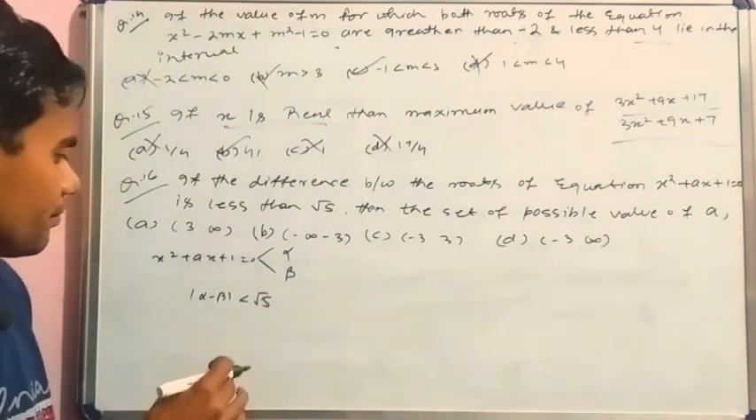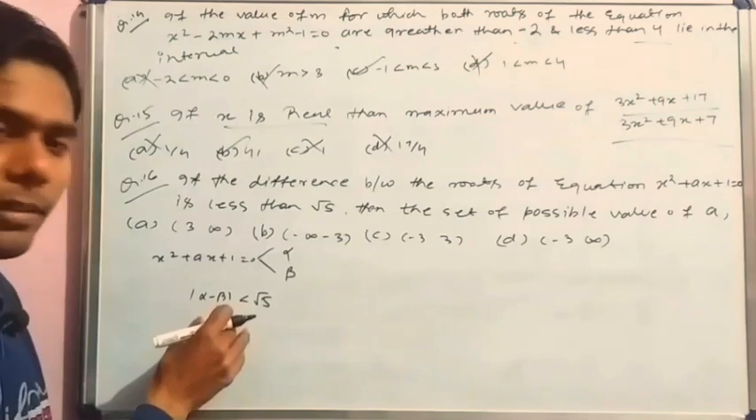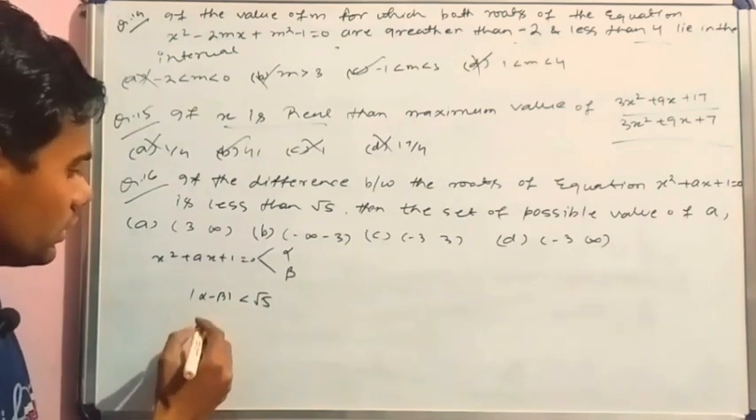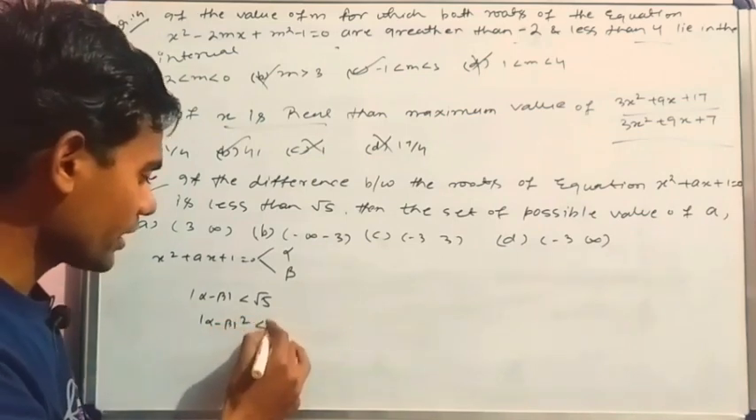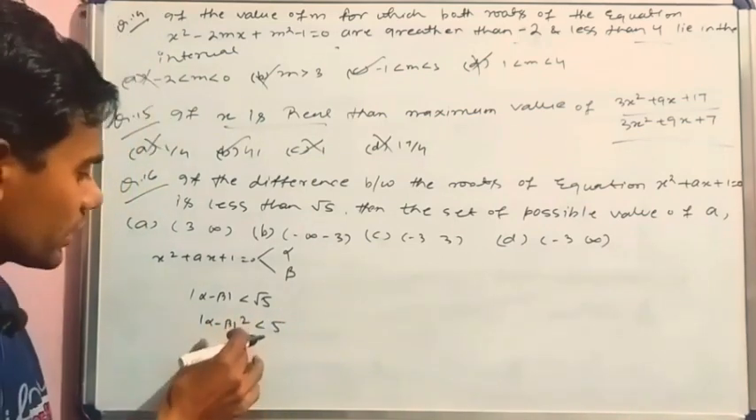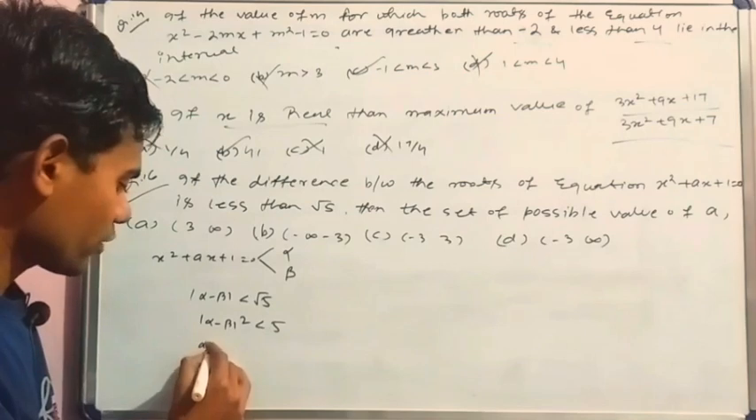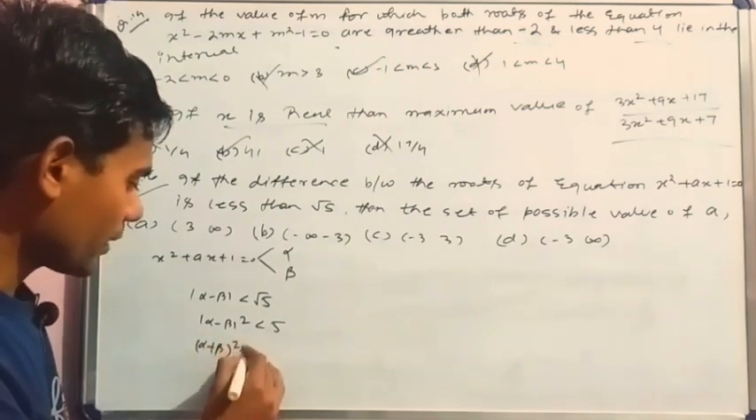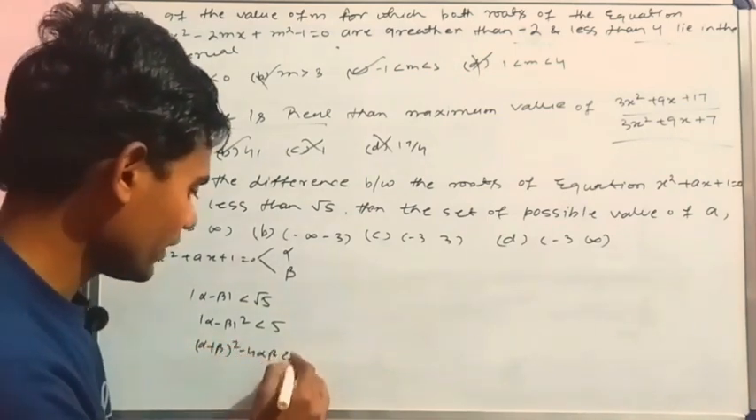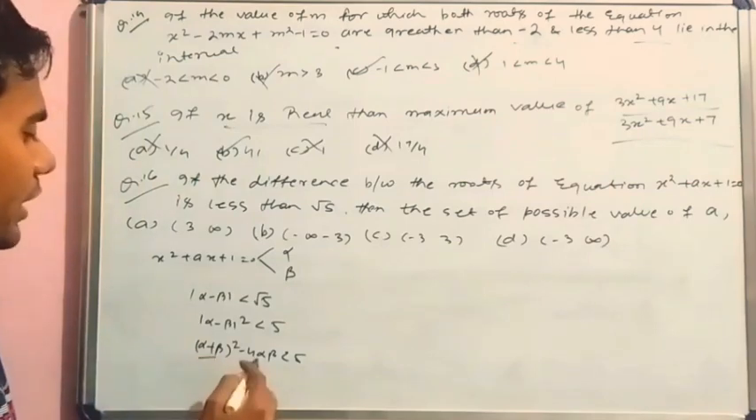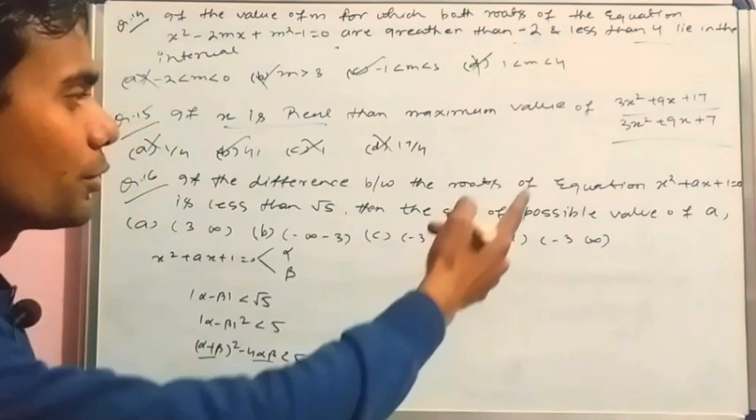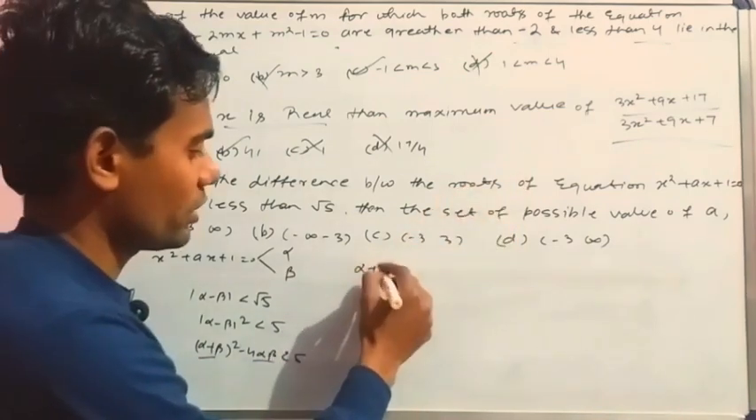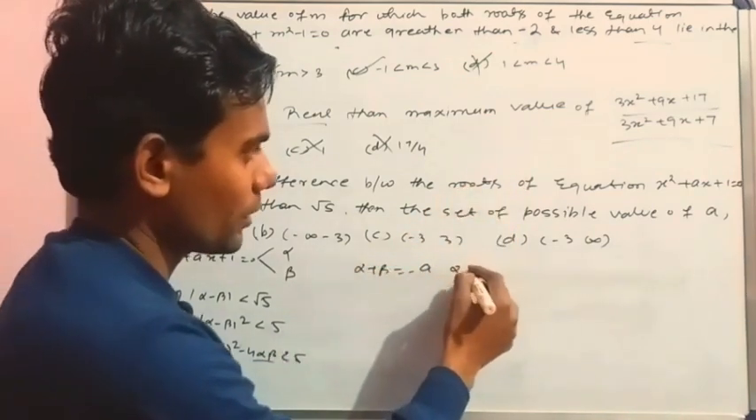First we take the square on both sides: the squared difference is less than 5, and this can also be written as (alpha + beta)² − 4 alpha beta is less than 5. Then first we find the sum of the roots and the product of the roots. The sum of the roots is minus a, and the product of the roots is 1.